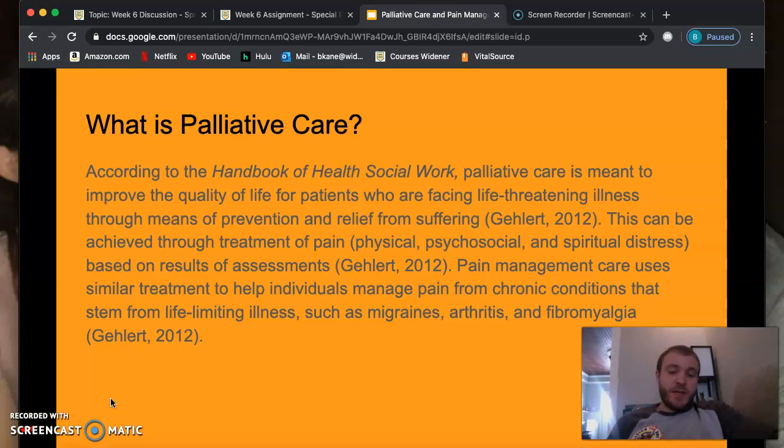Pain management care uses a lot of similar treatment, generally because they are chronic conditions that stem from life-limiting illnesses. Some of the ones I listed here are migraines, arthritis, and fibromyalgia, and similar types of things like that. So again, the goal there is to prevent and relieve suffering as much as possible.